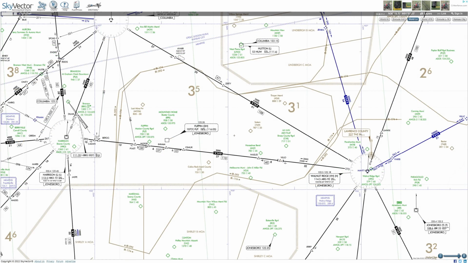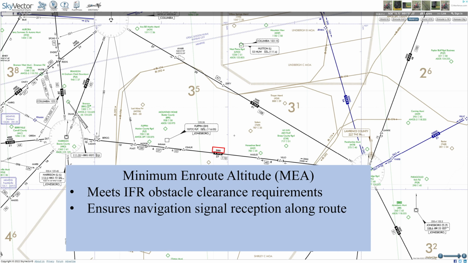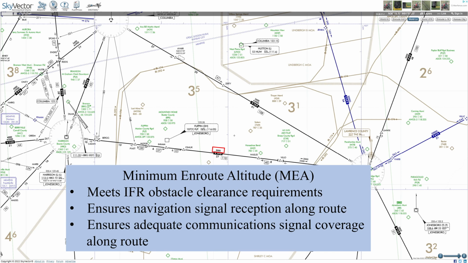On many Victor Airways, you'll see a 4 or 5-digit number above the airway designation. This is the minimum en route altitude, or MEA. The MEA is defined as the lowest published altitude on an airway or airway segment that meets IFR obstacle clearance requirements, ensures navigation signal coverage on that route, and ensures adequate communication signal coverage in the real world.